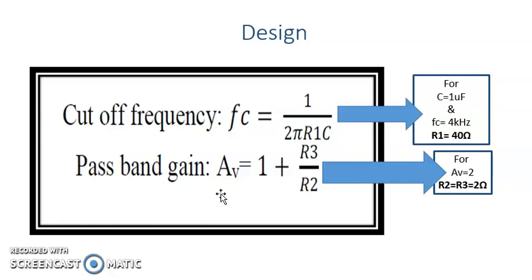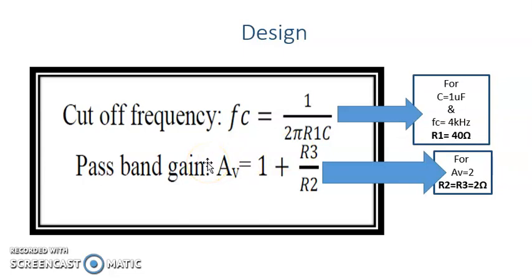So for the given values, if we are provided with a capacitor equal to 1 microfarad, and as per the design parameter the cutoff frequency must be equal to 4 kilohertz, the value of R1 comes out to be 40 ohms. It is the approximate value. In exact it is around 38-39 ohms. So this is one of the parameters that is supposed to be met.